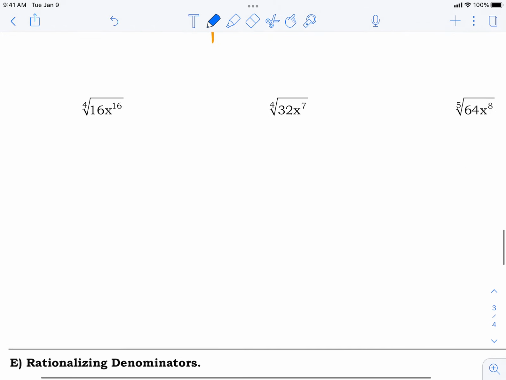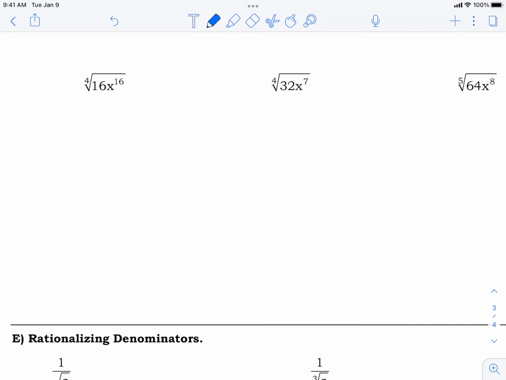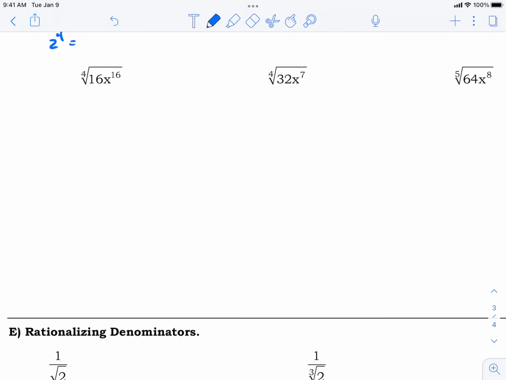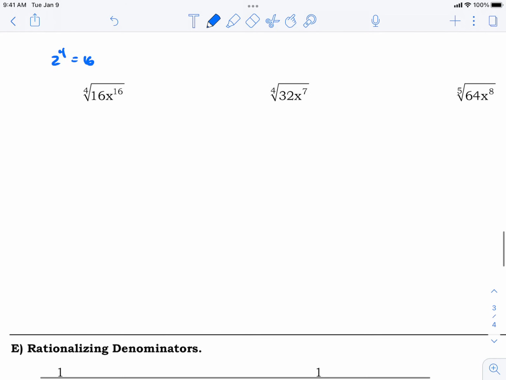Okay, what do we got here? 4th root of 16x to the 16th. Well, in terms of numbers that come out evenly, 2 to the 4th would be 2 times 2 times 2 times 2. That would actually be 16. So that's a perfect 4th right there. For the exponent 16, you have to divide by 4, right? This actually comes out even. The 4th root of 16 is 2, and the 4th root of x to the 16th is x to the 4th.